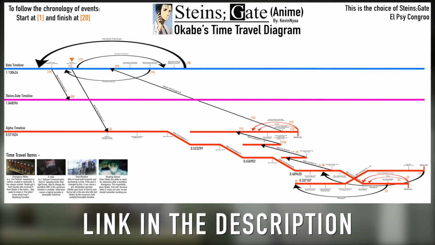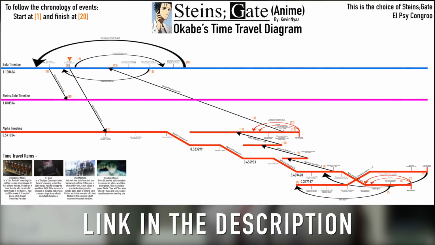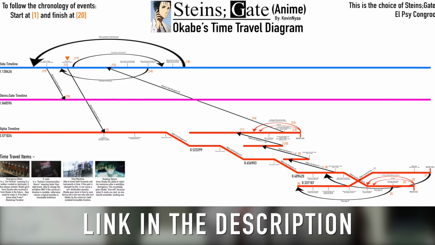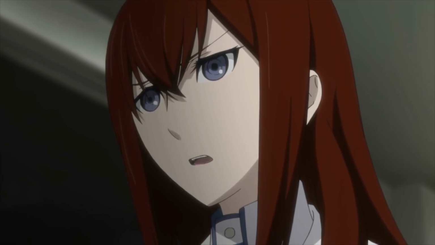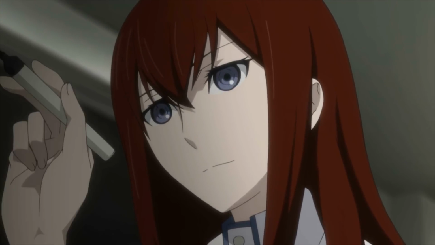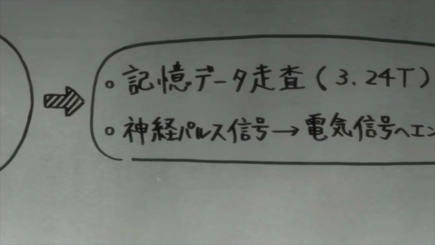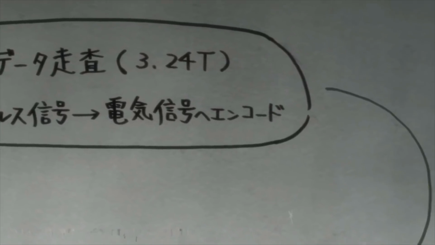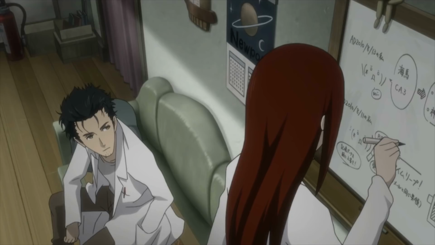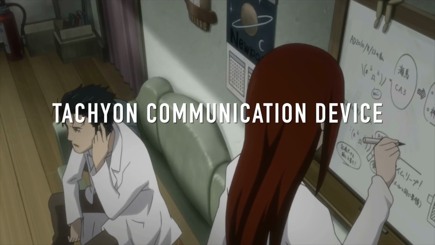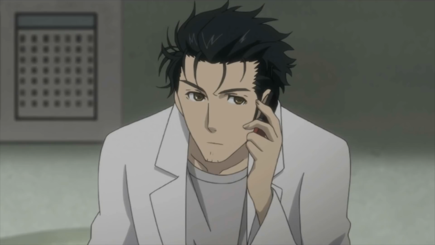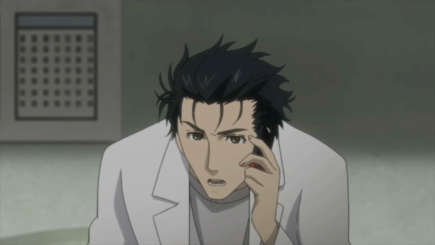From this diagram, you can see that every time a D-mail is sent, the world line diverges. But what exactly is a D-mail? Kurisu vaguely explains in the series that Okabe had accidentally found a method to send text messages through microwaves via Kerr black holes, thus receiving the messages in the past. D-mails are what you would call a tachyon communication device, essentially information traveling faster than the speed of light, making communication to the past possible.